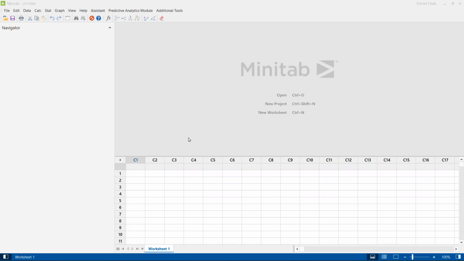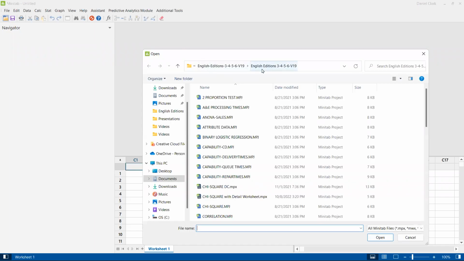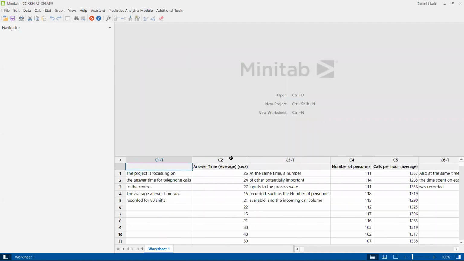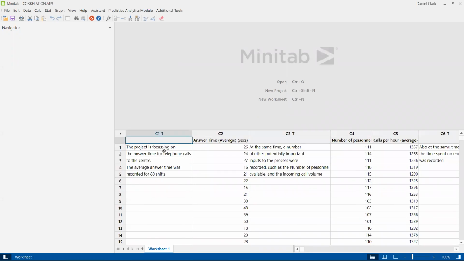For what we're working with, we're going to be looking at some data from a call center project. So we're going to open up the correlation file. This is one of the OpEx files. Go to correlation. This gives us the data collected from a call center, focused on the answer time for telephone calls. The average answer time was reported for 80 shifts. You can see for each shift what the average time to answer was.